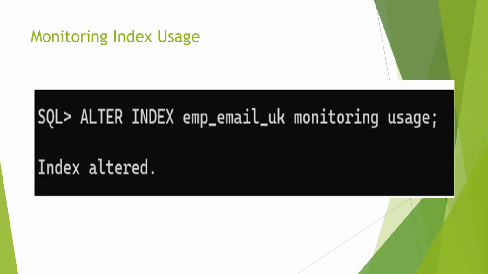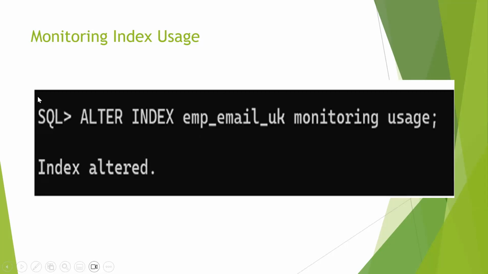To monitor the index usage, we use this command: ALTER INDEX employee_email_uk MONITORING USAGE. As we see, using the ALTER command, this is also a DDL command. This SQL statement alters the monitoring usage of an index. The name of the index is employee_email_uk. So let's break down this SQL statement.